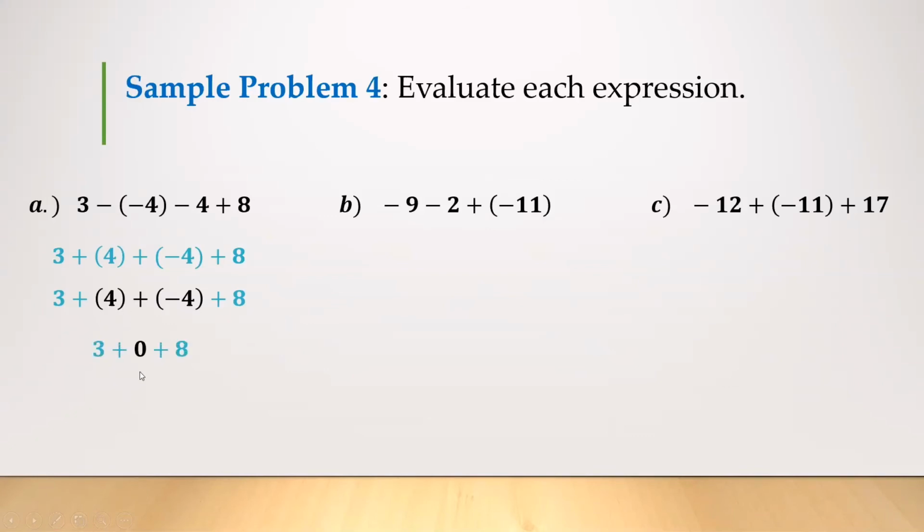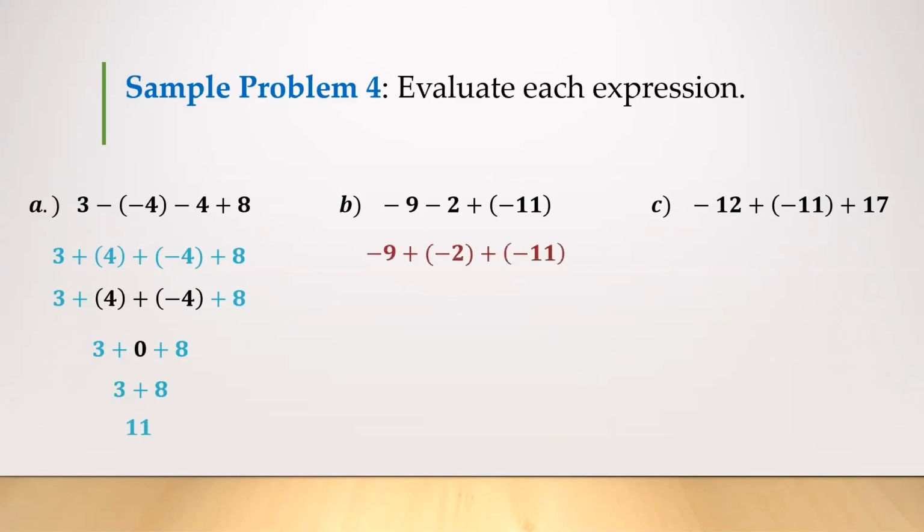And you can do this. Since it's all addition, you can do this. Those will cancel each other out because they're opposites. They only cancel when they're opposites. Then that just leaves me basically 3 plus 8, which is 11. So now let's look over here.